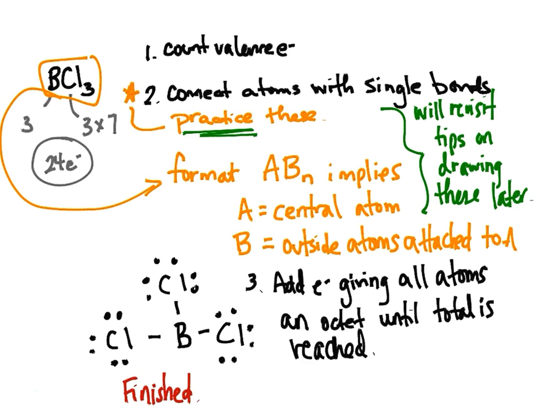Boron has 6 electrons, which boron is happy with. Each of the chlorines has 8, and so each chlorine has 6 that come from the 3 lone pairs, and then 2 more that come from the bonded pair. So 2, 4, 6, 8 for each chlorine.